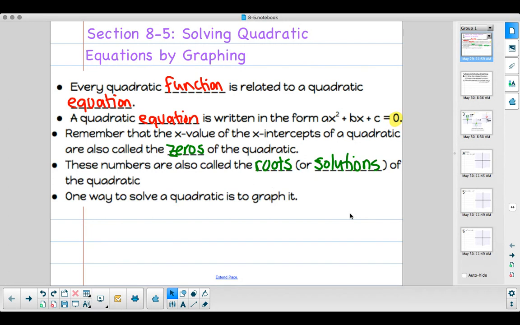A quadratic equation is just written in the form ax squared plus bx plus c equals 0. And that's the key. We want the equation to be set equal to 0 in order to solve.